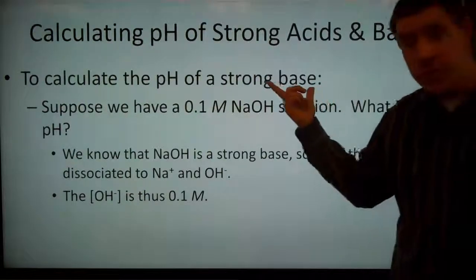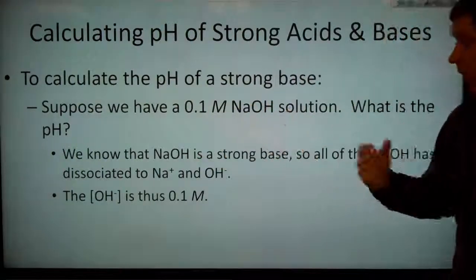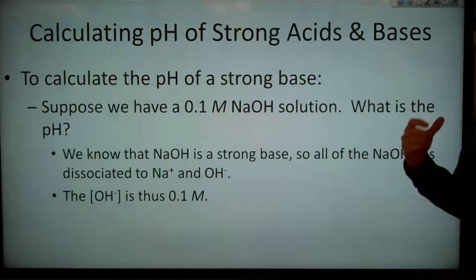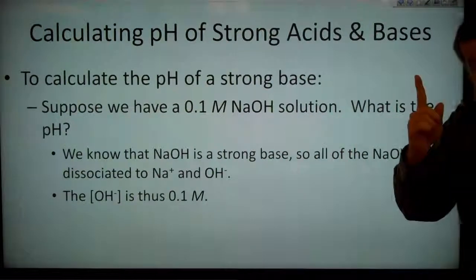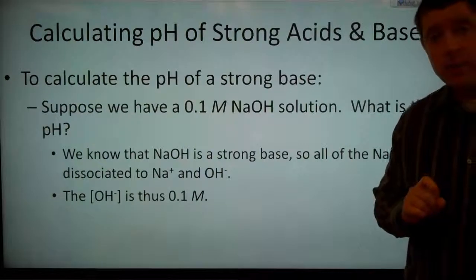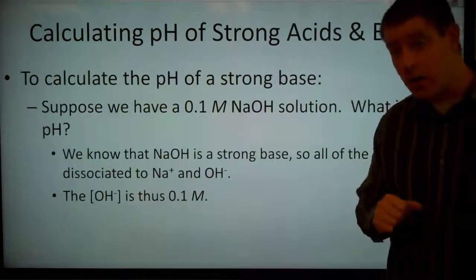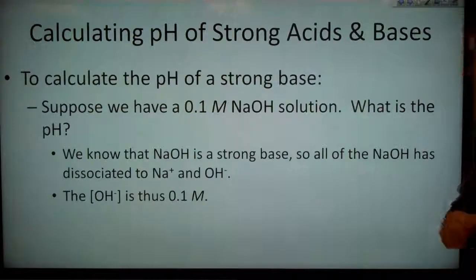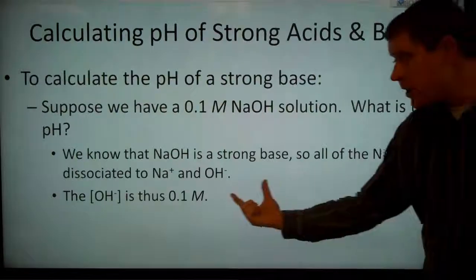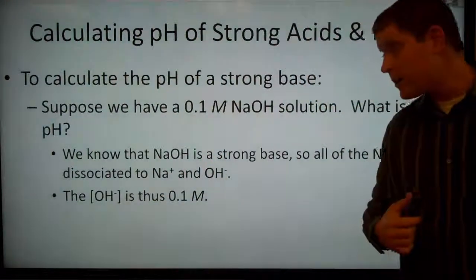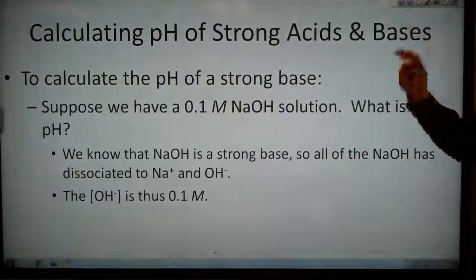So let's look at the pH of a strong base. Suppose we have a 0.1 molar sodium hydroxide solution, and we want to know what the pH is. We know that sodium hydroxide is one of our strong bases. Remember, the alkali metal hydroxides and alkaline earth metal hydroxides, those are all strong bases. So all of our sodium hydroxide is dissociated into sodium ions and hydroxide ions, which means we know the hydroxide ion concentration is 0.1 molar.